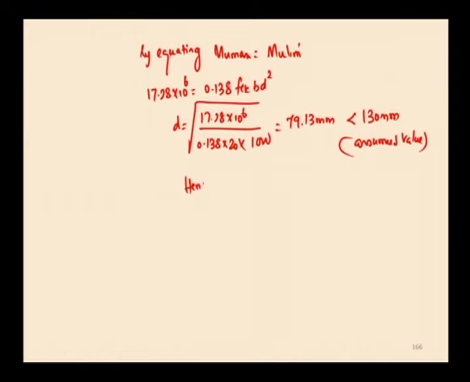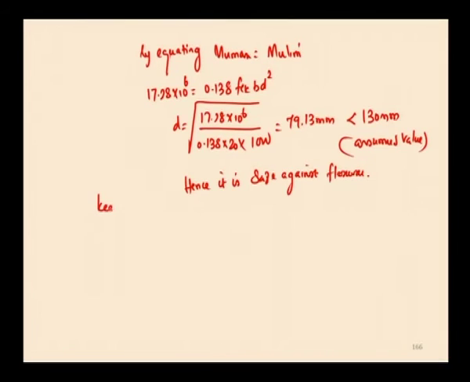Hence, it is safe against flexure. Now, we need to check the depth of the section again against the deflection after finding out the area of the reinforcement. So, up to that, I am going to keep the assumed value, that is 150 mm as the overall depth of the slab, and effective depth of the slab as 130 mm. Next step is area of reinforcement.